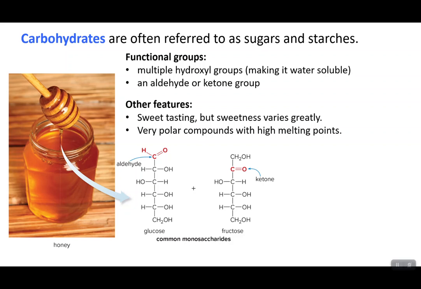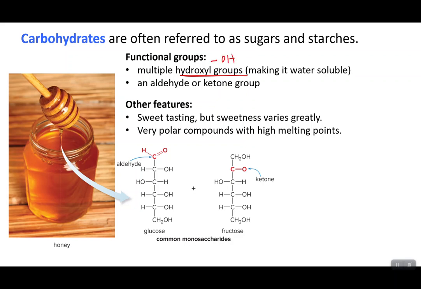We are going to start talking about carbohydrates, which are often referred to as sugars and starches. As with any molecule, the type of functional groups in the molecule are going to dictate the types of chemical properties and chemical reactions that those molecules can undergo. With carbohydrates, the types of functional groups we're going to encounter is going to be multiple hydroxyl groups. Again, recall hydroxyl groups are OH groups.